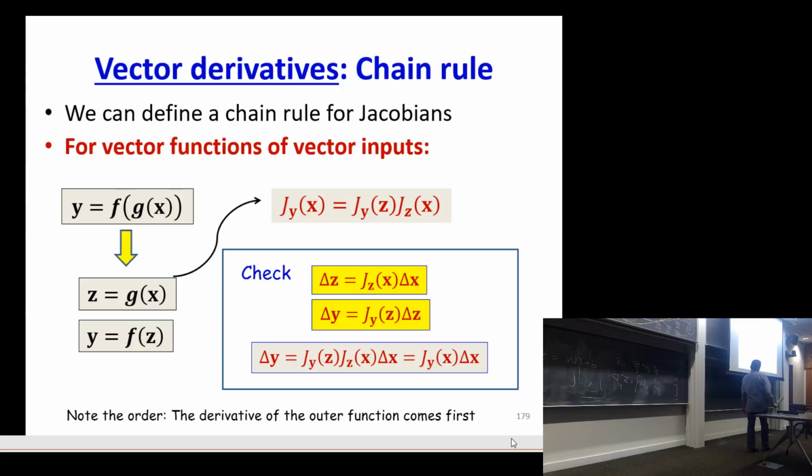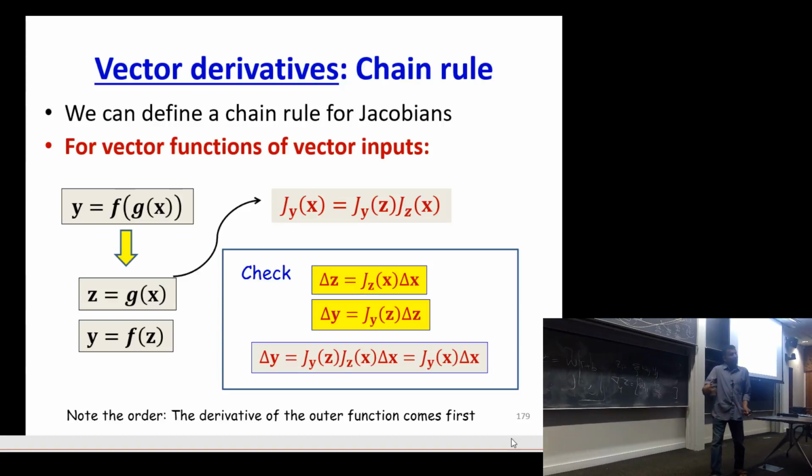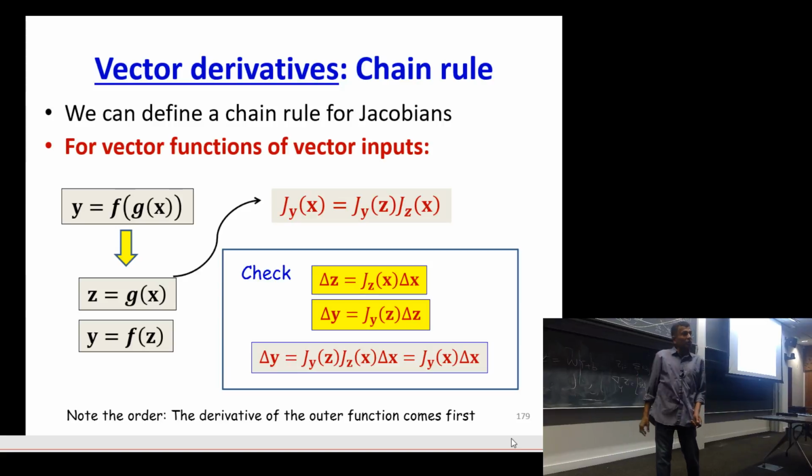But you also see how the chain rule holds. I have it on the slides over here, but it's going to be the derivative of the outermost term times the derivative of the next inner function times the derivative of the next inner function, and so on. You can work your way all the way through.